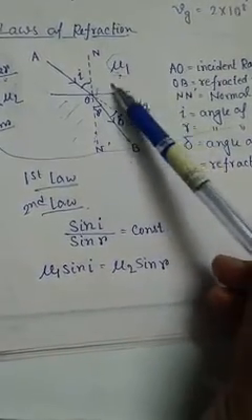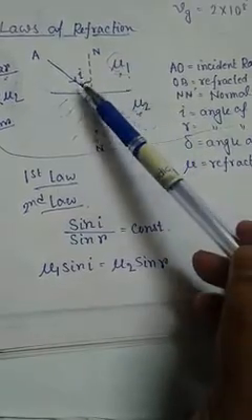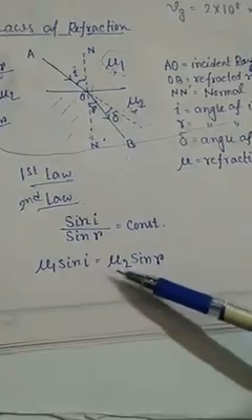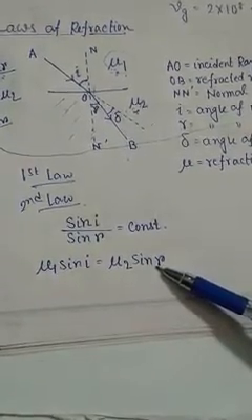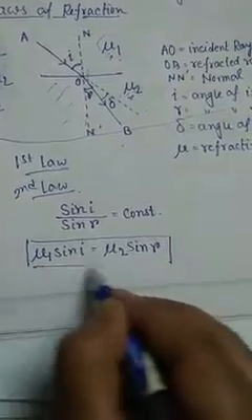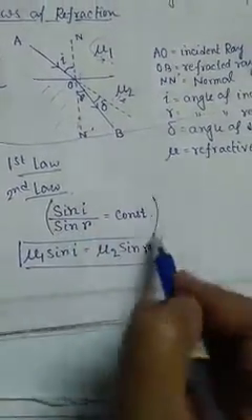Look, in the medium whose refractive index I have taken, I have considered the angle in that same medium. mu1 in the first medium, I in the first medium, mu2 in the second medium, R in the second medium. Okay, and this is known as second law, not this one.